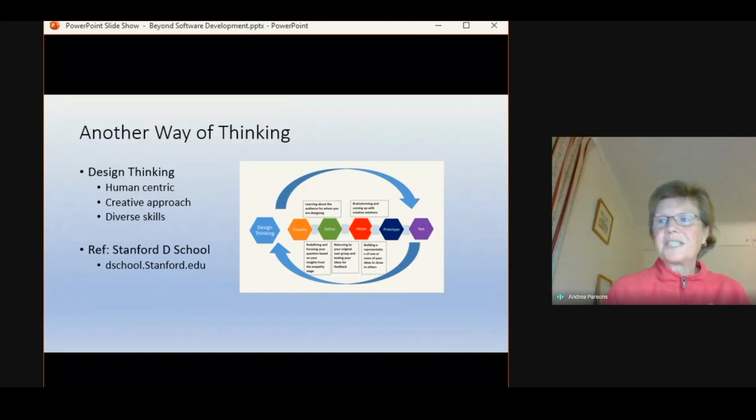So on the slide that I'm showing here, we've got a sample process, and that sample process actually comes from a place called the Stanford D School. And in that sample process, there are 5 different process steps which you keep moving through.